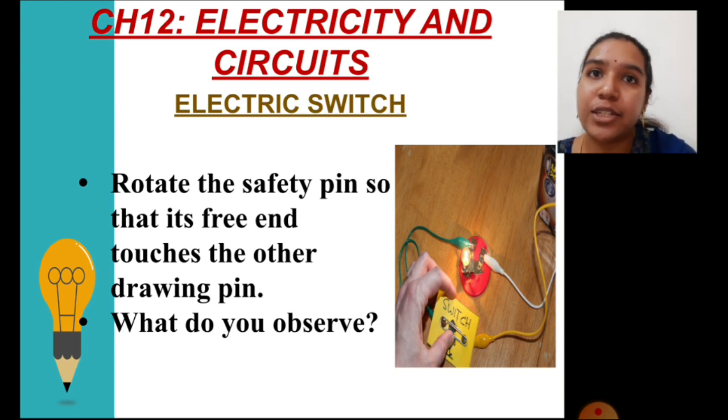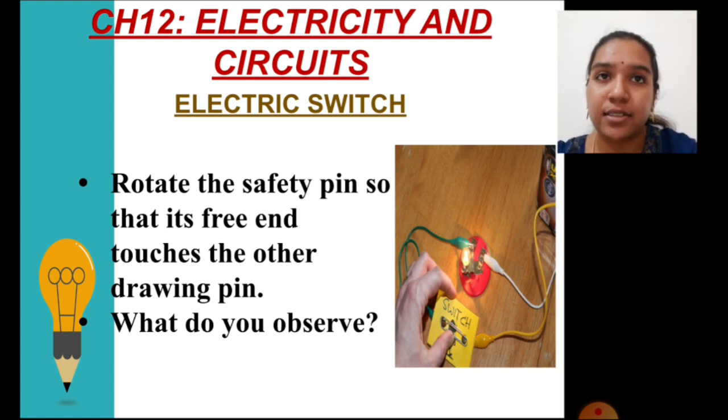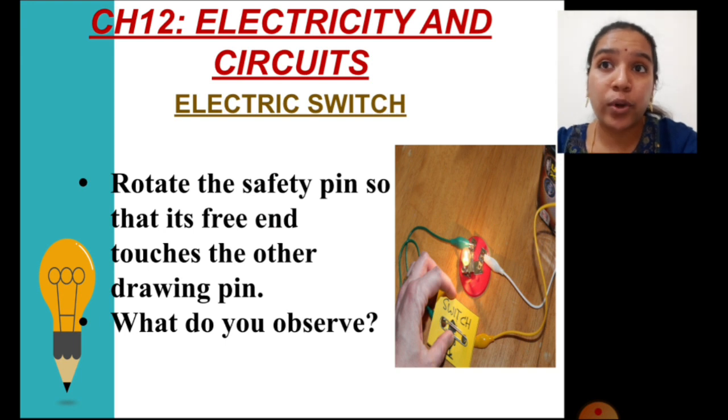After connecting the switch with an electric cell and a torch bulb, rotate the safety pin such that its free end touches the other drawing pin and try to keep it in that position and see the change. What change do we observe if the safety pin is allowed to touch both the drawing pins? What do you observe in the image? We observe that the bulb is glowing in such a case. That means the switch is working and it is in switch on position.